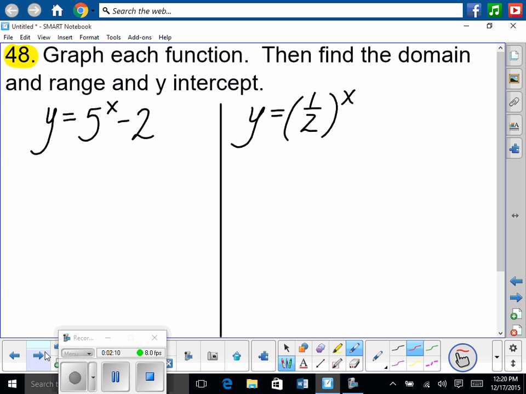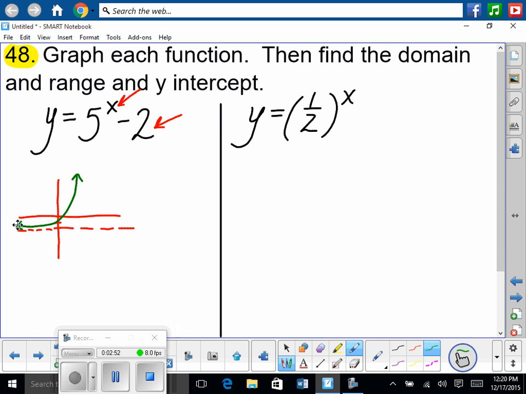Okay, graph each function, then find the domain and range and the y-intercept. So if we graph this, we can definitely use our graphing calculator, but also I want you to at least draw in your asymptotes. So there's no shift left and right, but we're shifting down 2. These are exponential functions. With exponential functions, there's only a horizontal asymptote. So we have an asymptote at negative 2. And if you graph it in your graphing calculator, then you can see what it looks like. So it looks like this. It's going like this. So a rough sketch is good enough.